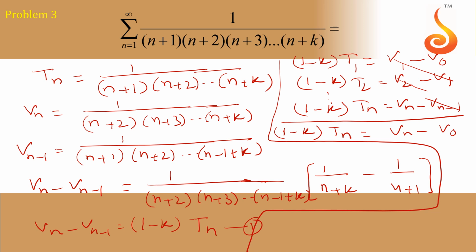So what is this 1 minus k? If you apply sigma, I added, no? That's why this won't be Tn. I can put Sn directly here.